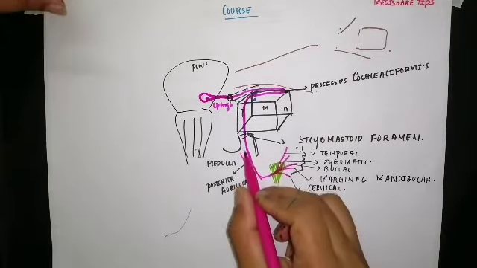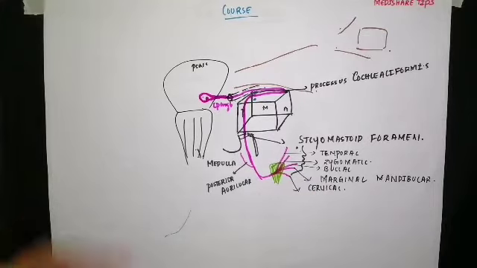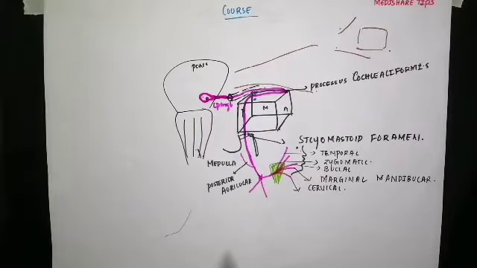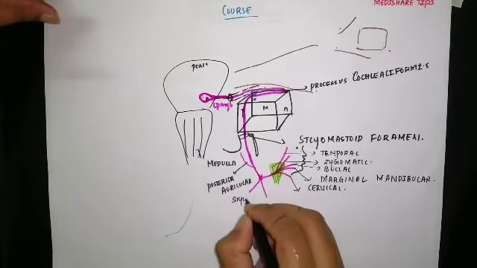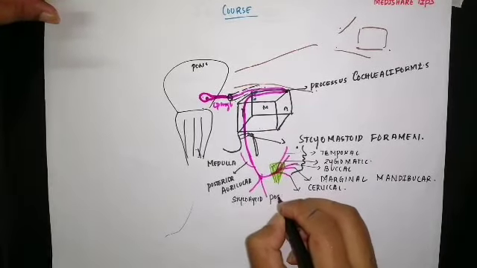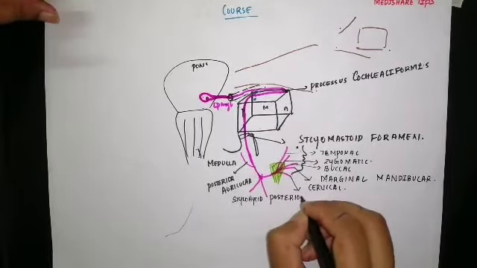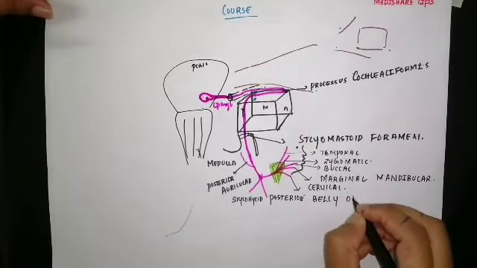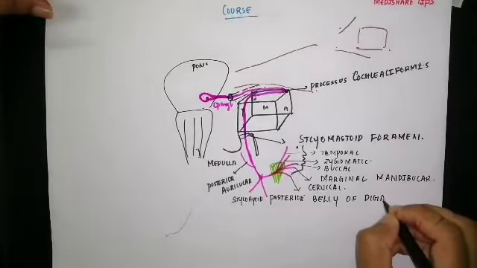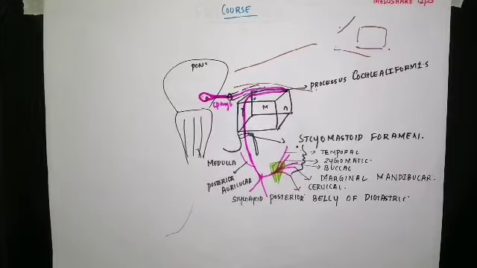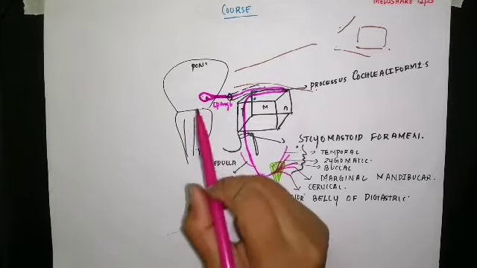So after leaving the stylomastoid foramen, it gives out a posterior auricular branch and some branches to muscles like stylohyoid and posterior belly of digastric also. So that's all about the course of the motor root of the facial nerve.